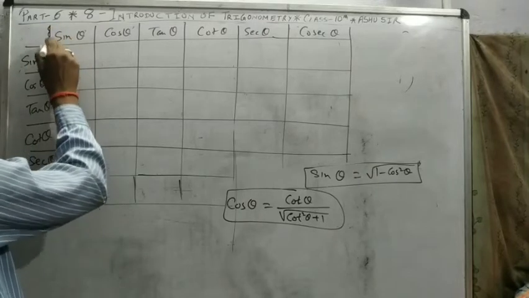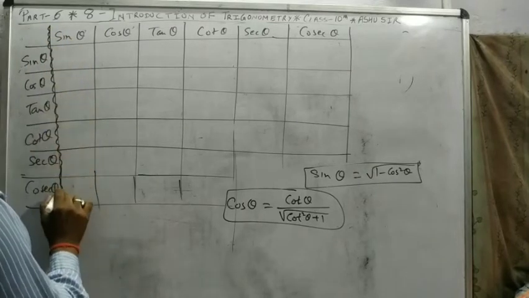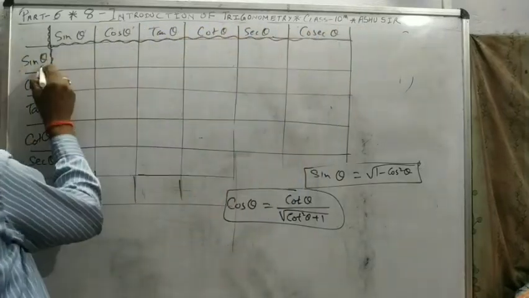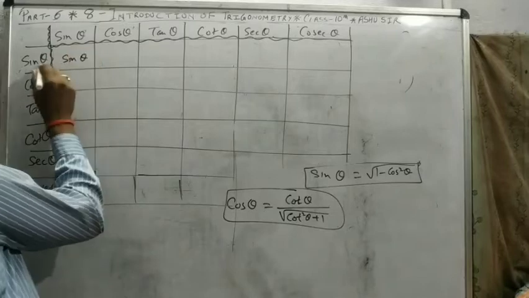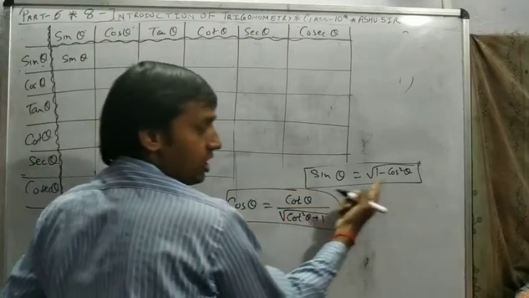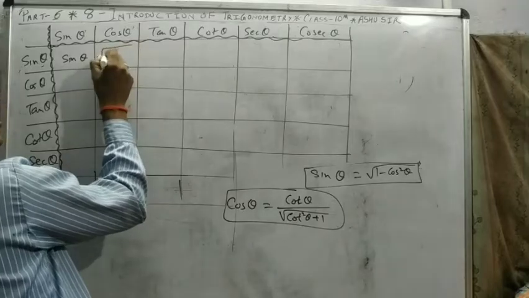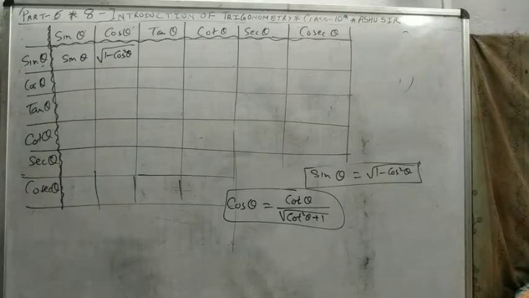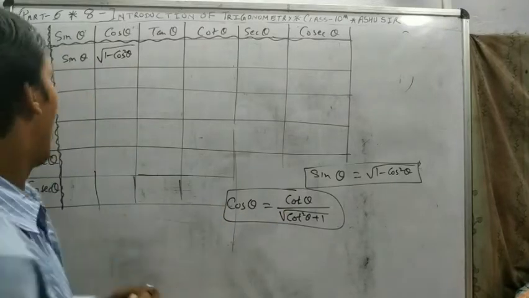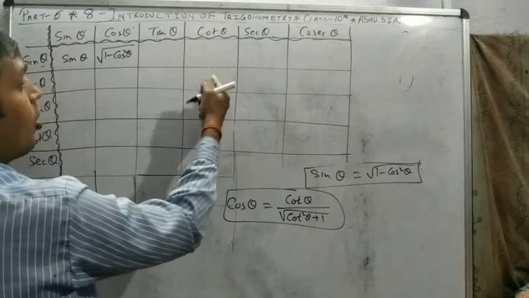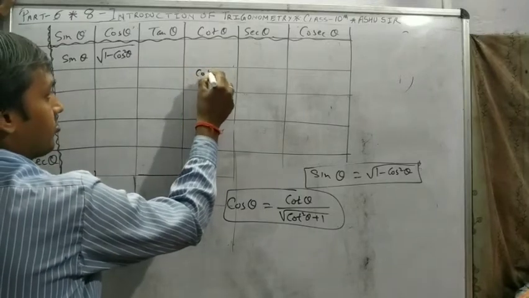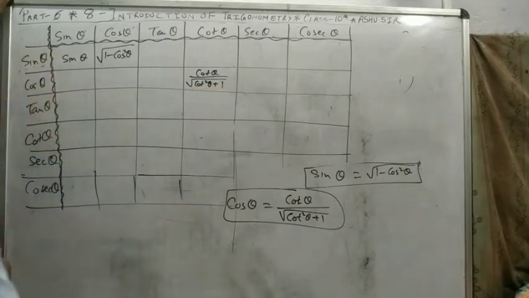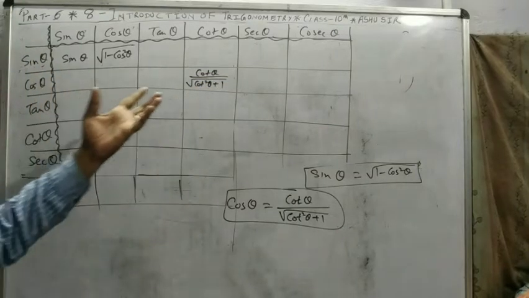Sin. We separate them. Sin in terms of sin. Sin in terms of cos: 1 minus cos square theta, under root. Cos in terms of cot. So in these ways you can fill the tables.